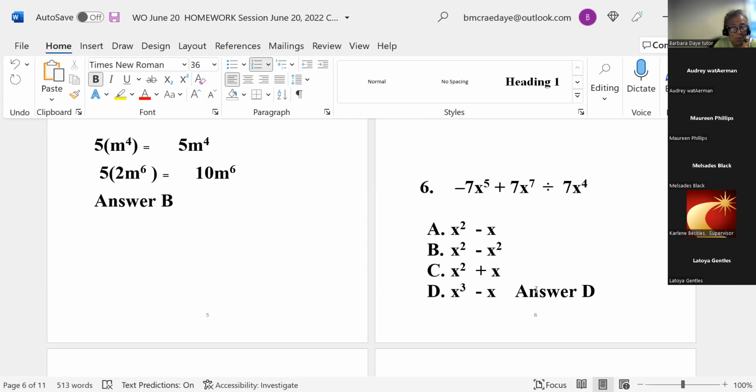Yes, x to the 4th times x to the 3rd gives you 7x to the 7th, right? And then 7x to the 4th times what gives a minus 7x to the 5th? It'd just be a minus 1, because it's a minus x, right? And you have 5 minus 4 is 1, x to the 1. Got it? That's number 6.